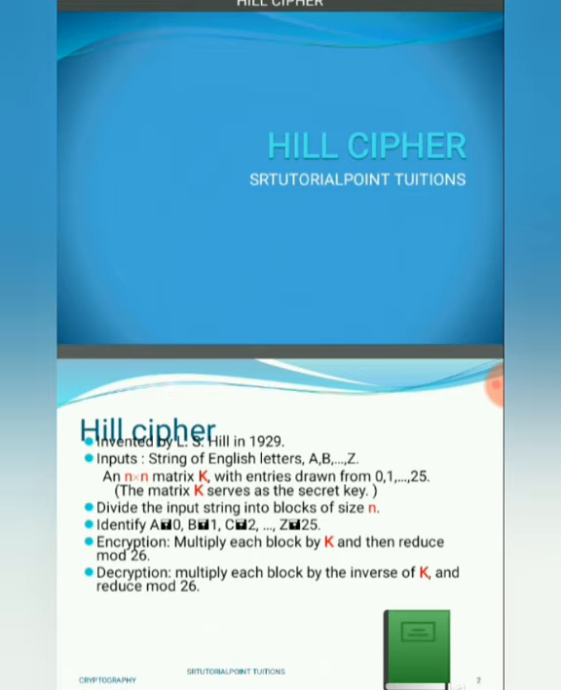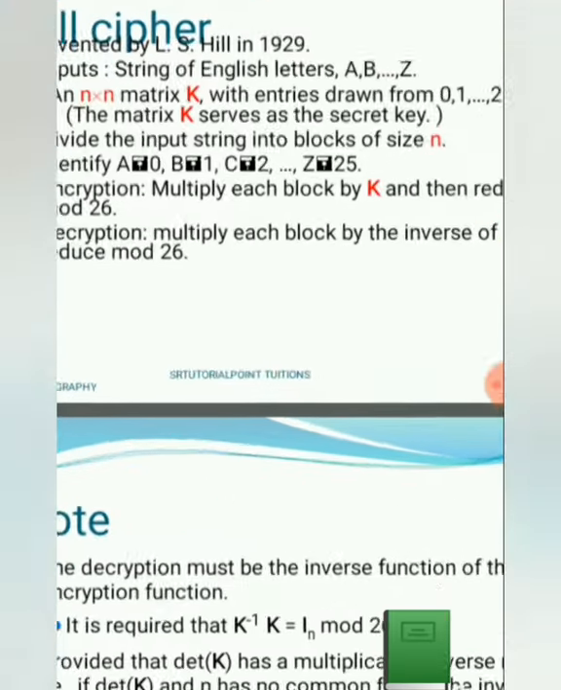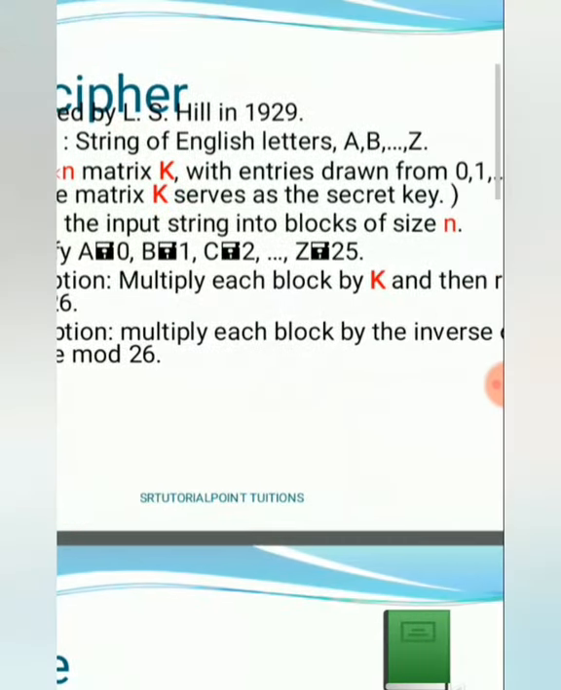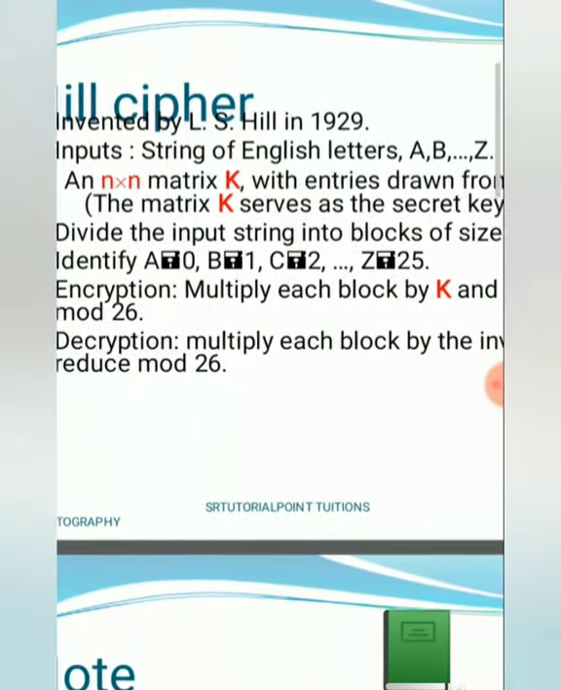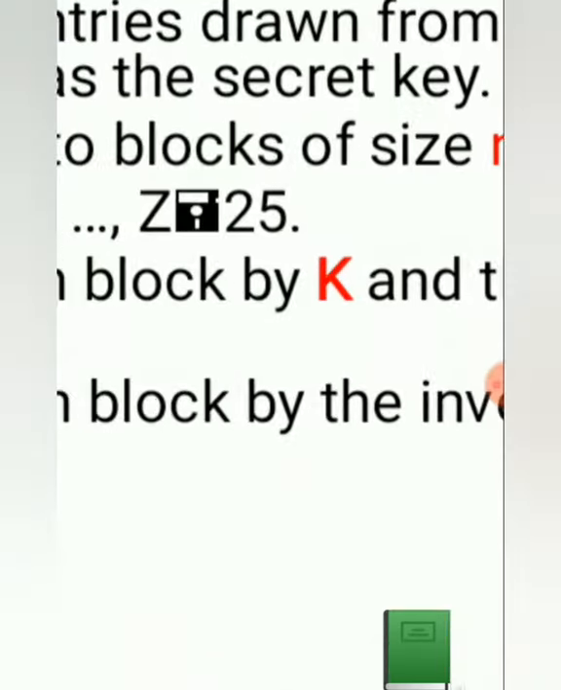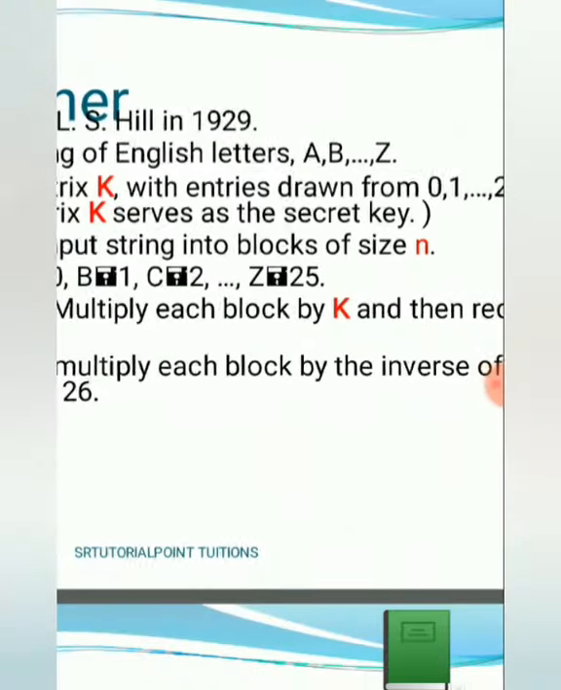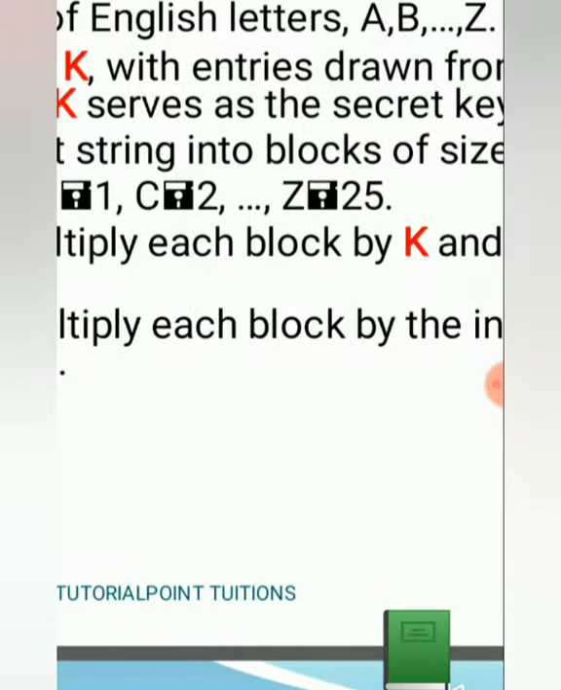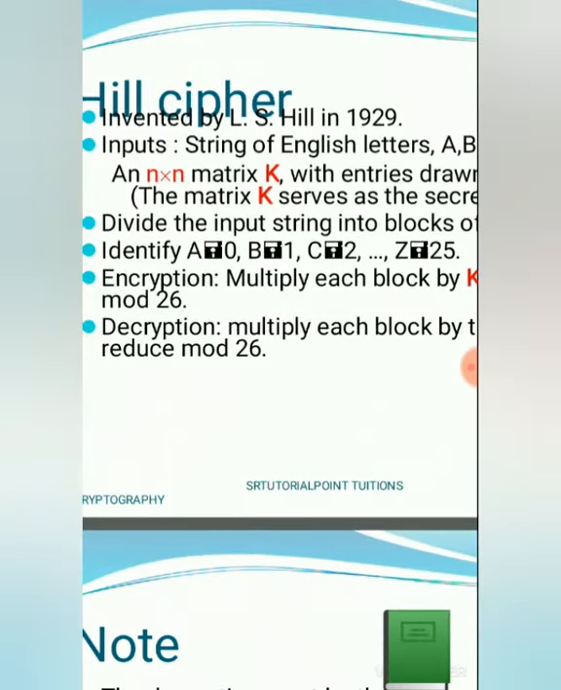Then how do encryption and decryption take place? When taking an encryption, multiply each block by k and then reduce mod 26. k is said to be a key, which is used for encryption and decryption. When taking a decryption, multiply each block by the inverse of k and reduce mod 26.